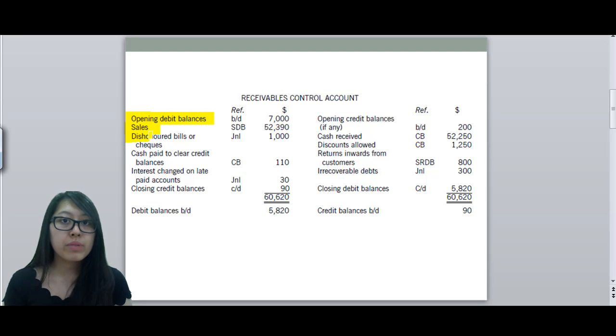Below that is dishonored bills or checks. Dishonored checks is when the customer has given a check to pay us through the bank, but the bank has rejected their check. So here it's put on the debit side.